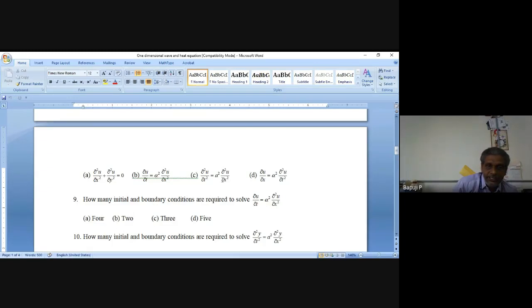How many initial and boundary conditions are required to solve ∂u/∂t = α² ∂²u/∂x²? Already I told you. U with respect to t, how many times differentiating? 1. U with respect to x, how many times differentiating? 2. So 2 plus 1 is equal to how much? 3.